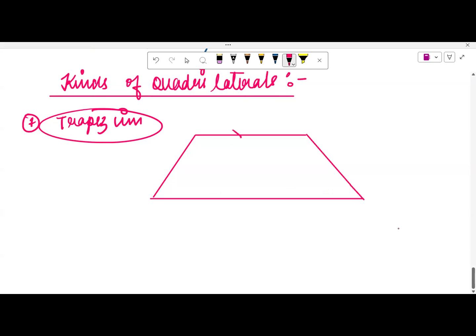For example, this is A, B, C, and D. Over here, AB will be parallel to DC. So this is a trapezium. To identify a figure as a trapezium, what do you have to see? One pair of sides should be parallel.